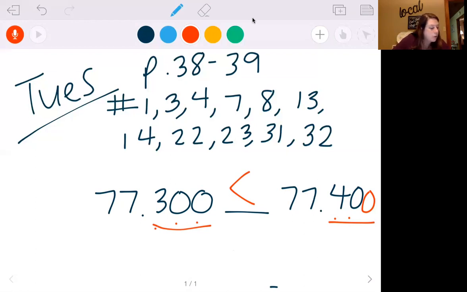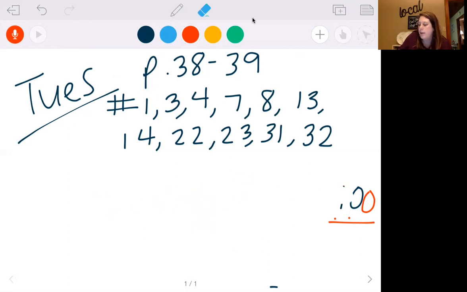Numbers 13 and 14, you're writing them from least to greatest and greatest to least. Numbers 22 and 23, you're rounding to the nearest whole number, tenth and hundredth. And then for 31 and 32, you're rounding the money. So let's look at one of those.